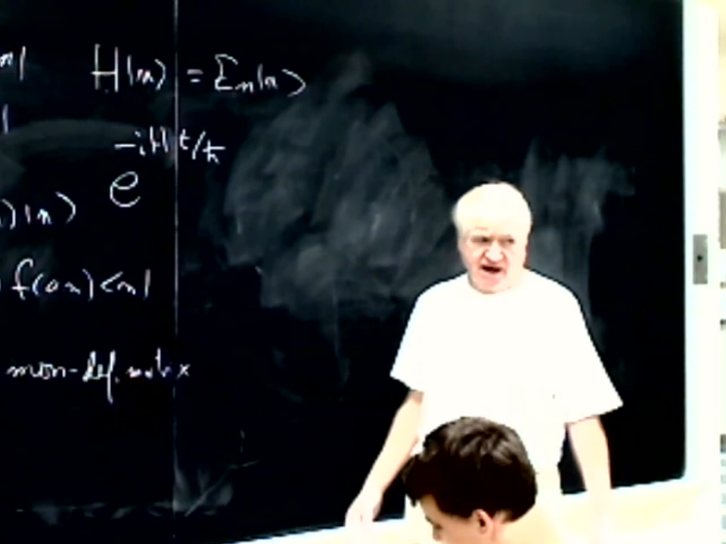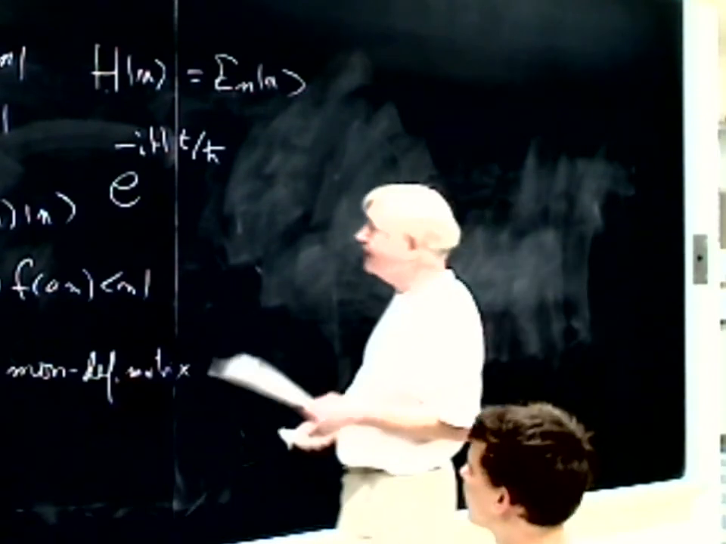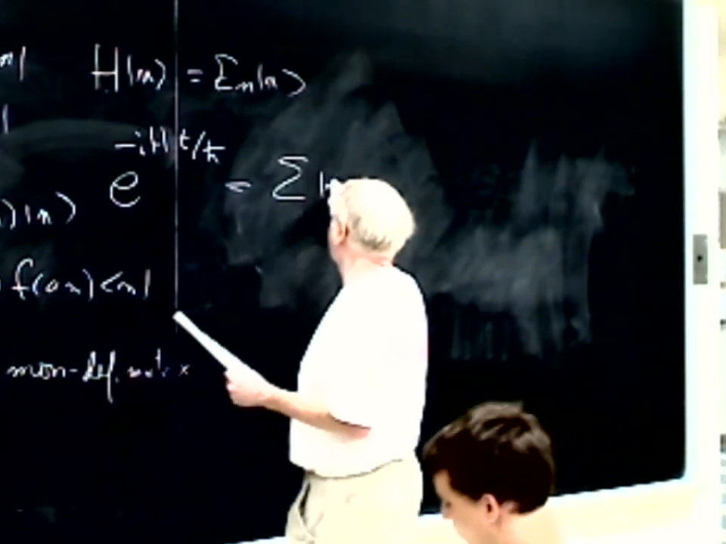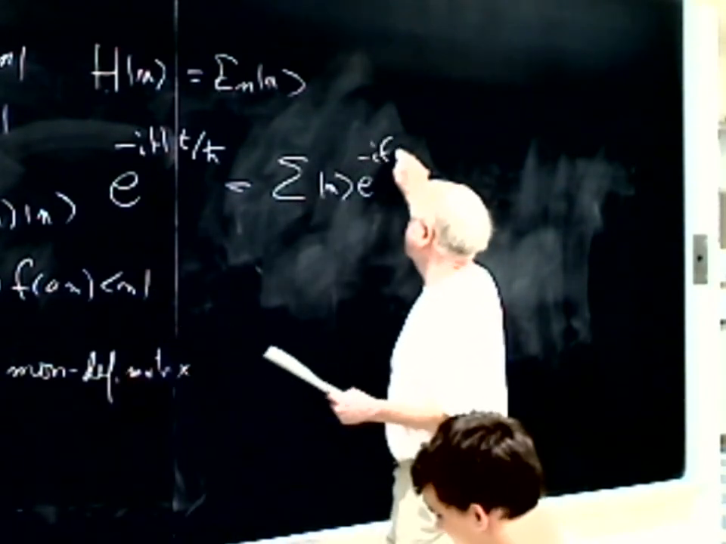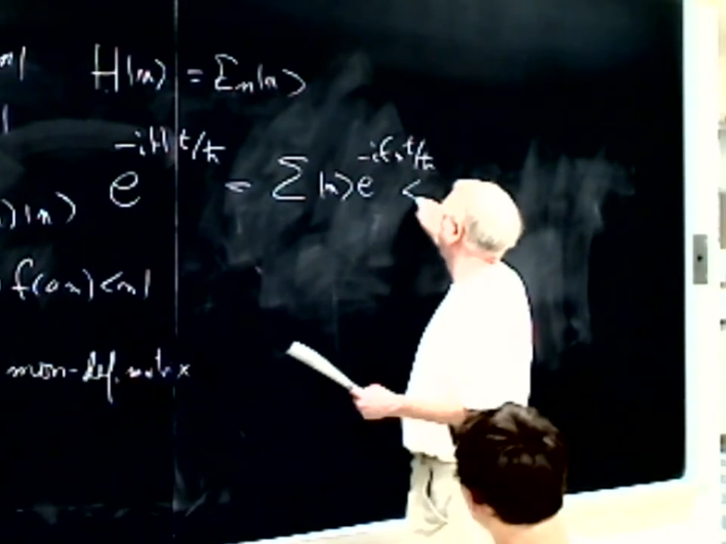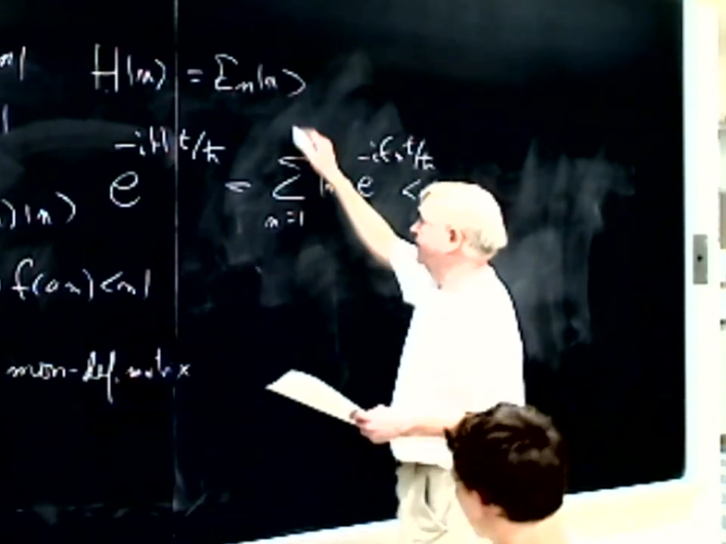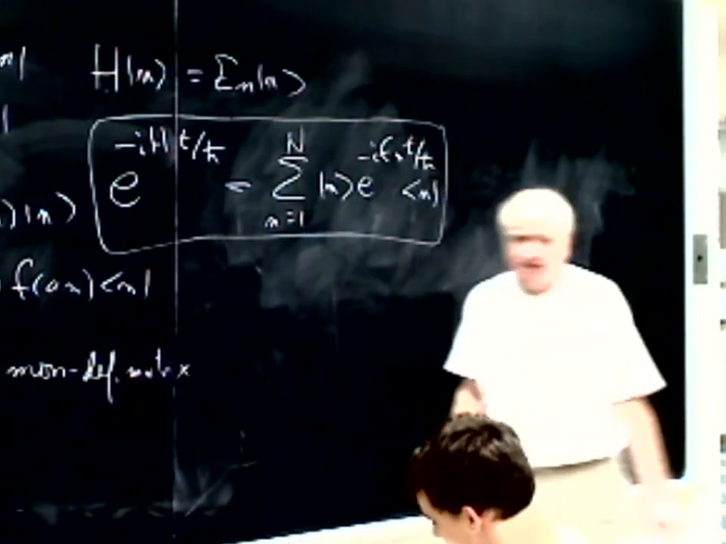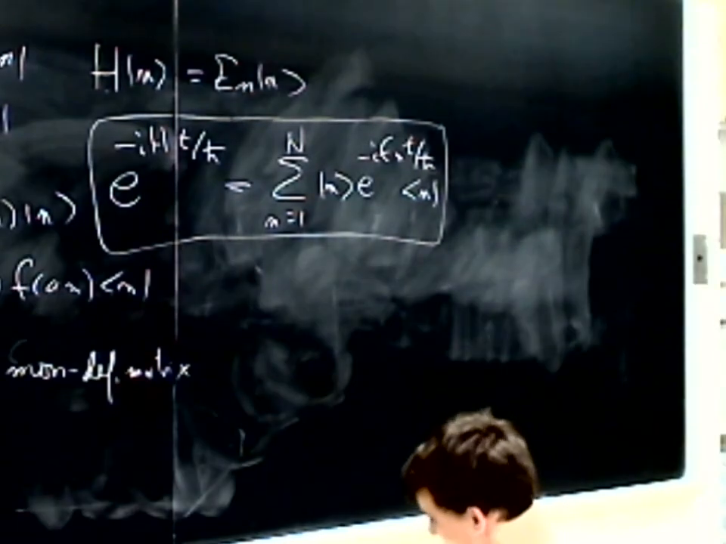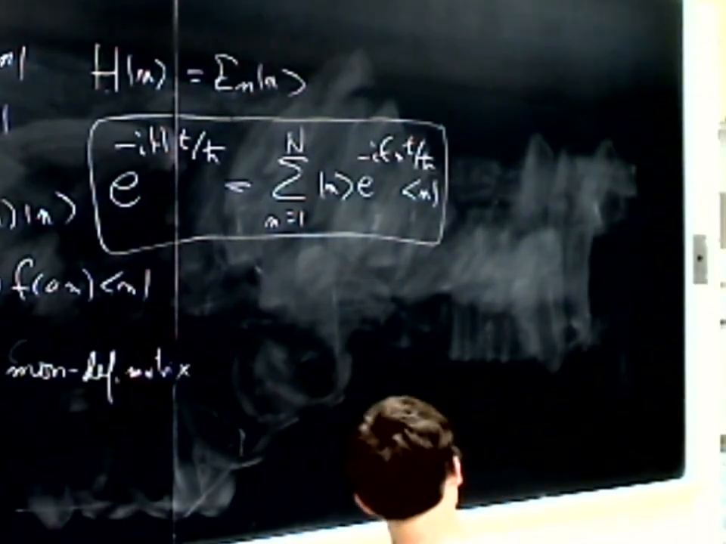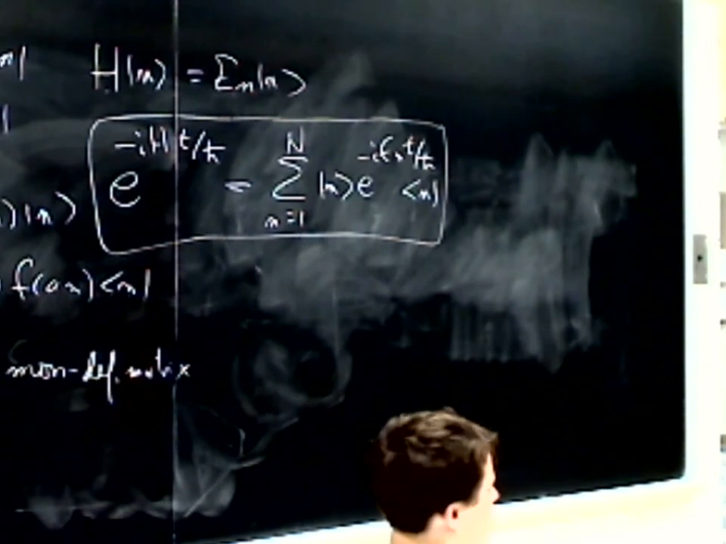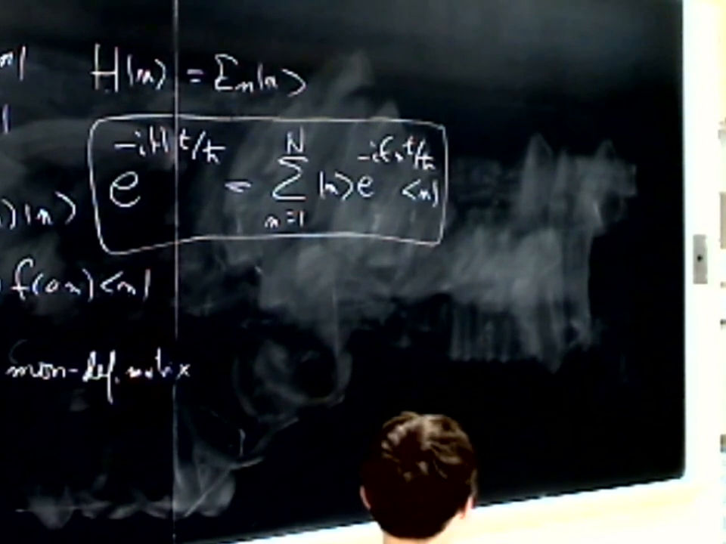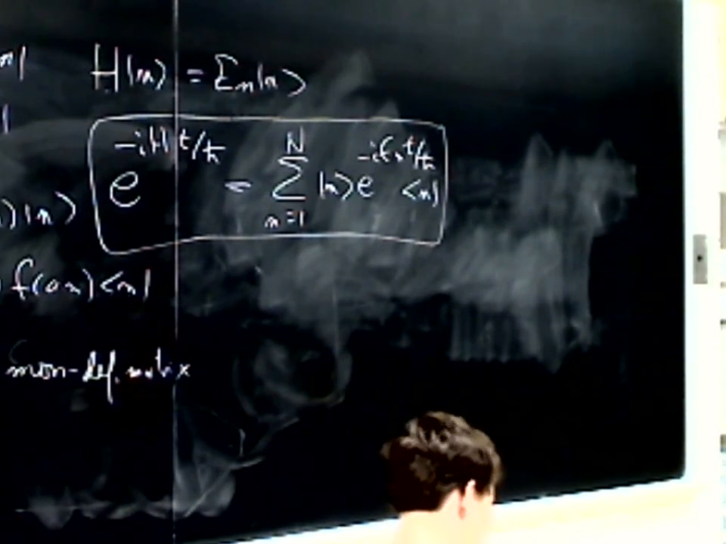That's a pretty complicated object. But on the other hand, we can write it simply as a sum over n of e to the minus i E_n t over h bar, times |n⟩⟨n|, where n goes from 1 to big N. This is what one does all the time in quantum mechanics, and in particular, that's why we really want to know the energy eigenstates of the Hamiltonian, the eigenvectors of the energy operator.